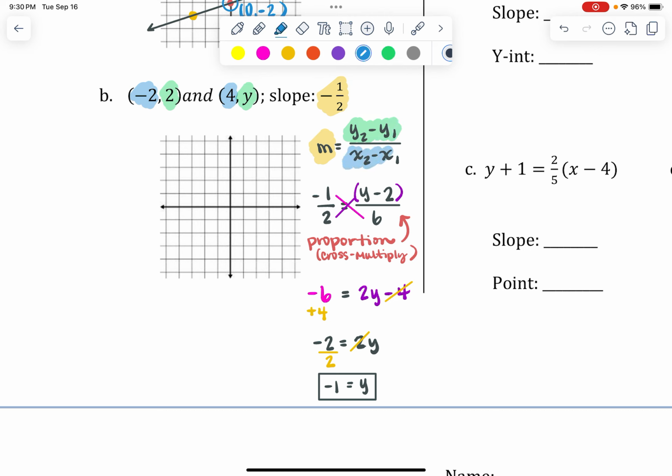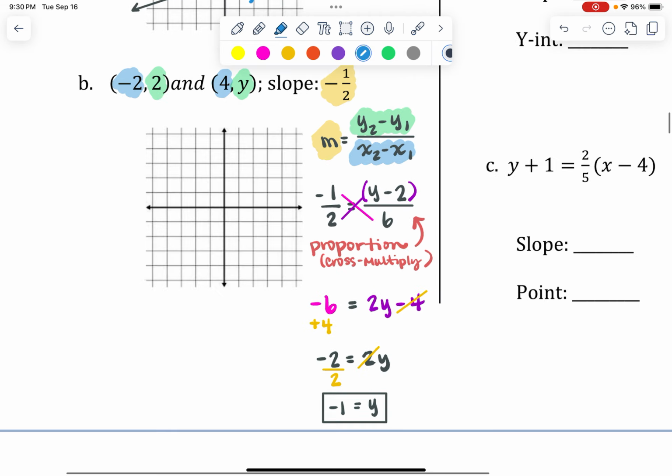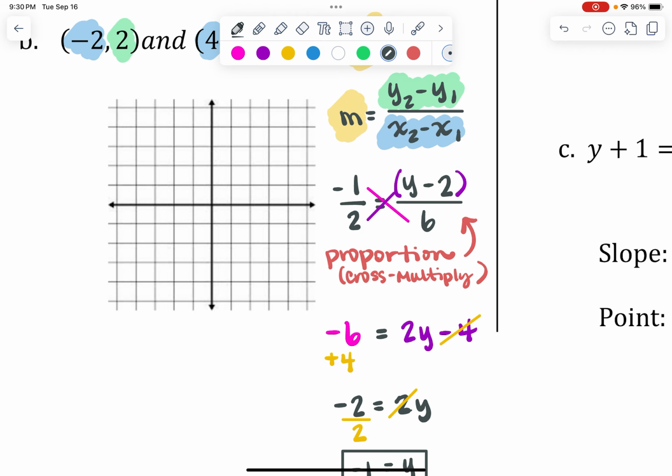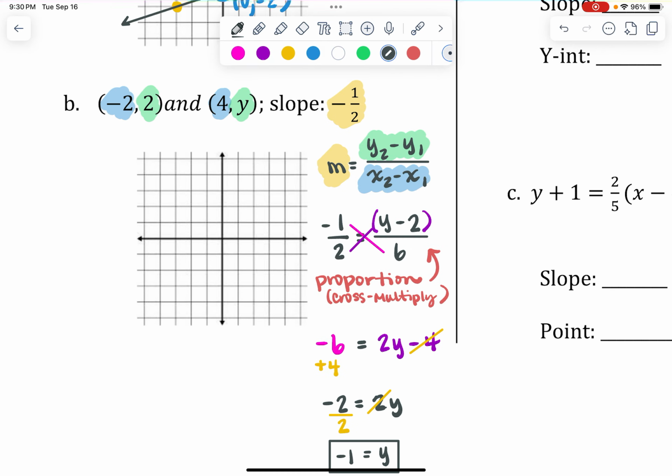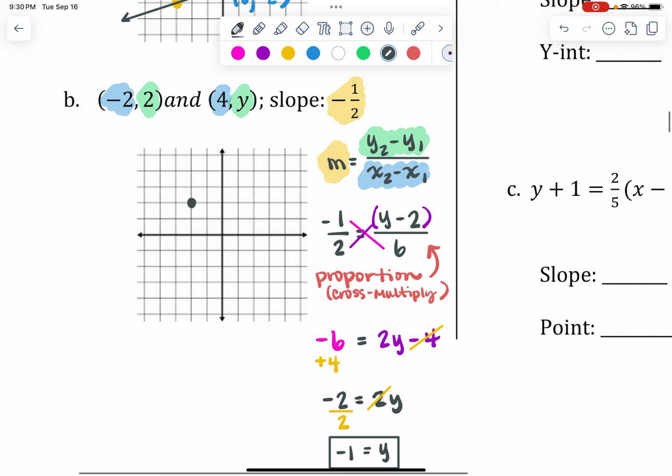If you want to use the graph, that's totally fine. Let me just run through that really quick again as another example. The only point I know is -2, 2. So if I plot that, it's right here. And I know the slope is -1/2. So down 1, right 2, down 1, right 2, down 1, right 2, right? Or I could go up 1, left 2. So there's my line for sure.